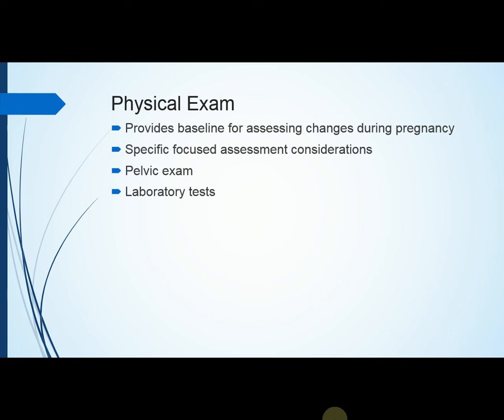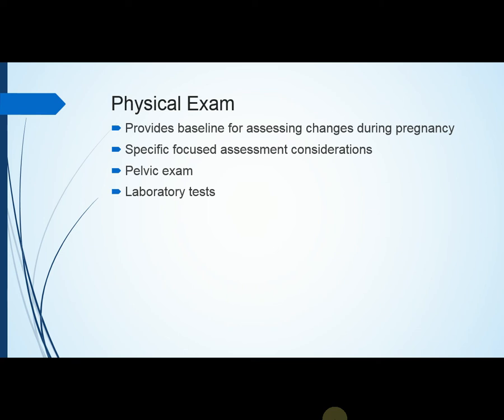The laboratory tests that we're going to do are listed in Table 4.1. You need to know that during that first visit, we're going to do an H&H. We're going to do a blood type and an Rh. We're going to do a rubella titer. We're going to do a urinalysis. We're going to do a Pap smear. We're going to do a urine culture. We're going to do cervical cultures for possible STDs, and we're going to do blood work for possible STDs.